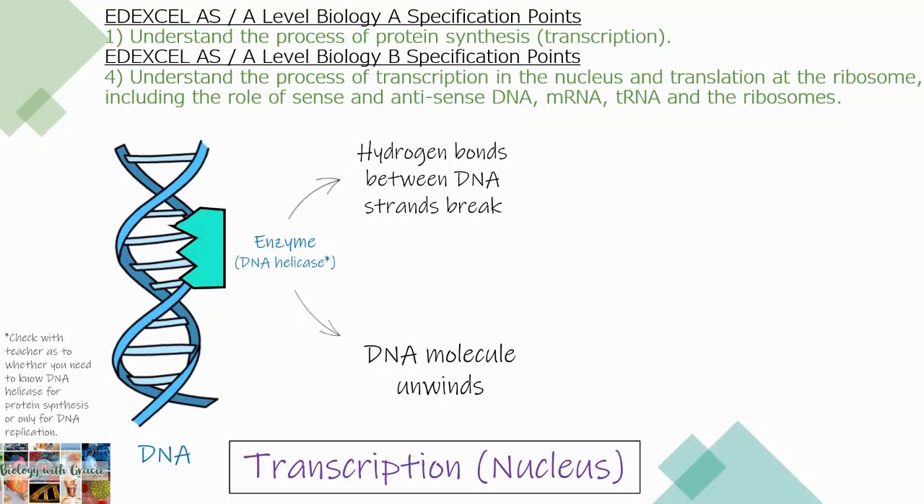Now, within the specifications for all the A levels, it actually doesn't mention DNA helicase for protein synthesis, it only mentions it for DNA replication. So I would check with your teacher to see whether you need to know about DNA helicase for protein synthesis, or only know it for DNA replication. Some of the specifications also put in RNA polymerase as this enzyme, even though that's not actually the one that does break the bonds, but they just use that as it's used further on in the protein synthesis process as well. So make sure to check with your teacher for that.